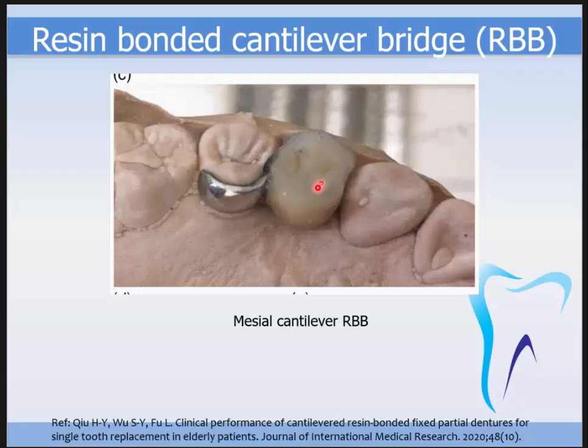If the pontic is located mesially to the abutment, we call it a mesial cantilever RBB. If the pontic is located distally, for instance, you have missing 6, I have 5, and then I stick it on the 5. So this is called a distal cantilever RBB, right? So RBB is one of the most conservative fixed options to replace a missing tooth. It is normally used in a very small edentulous space.